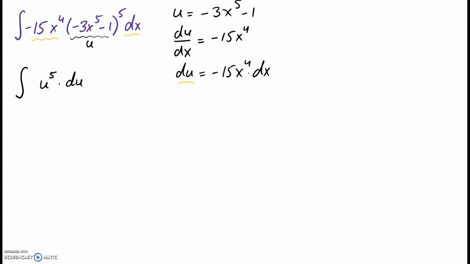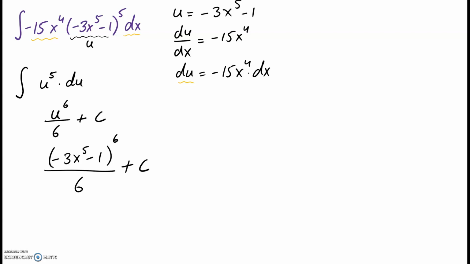Now you can see that by the U-substitution method our question became very easy. Now we will use the power rule on this one, and it's going to be u to the power of 6 over 6 plus c. Now let's substitute the value of u, which is negative 3x to the power of 5 minus 1, to the power of 6 over 6 plus c. That's it.